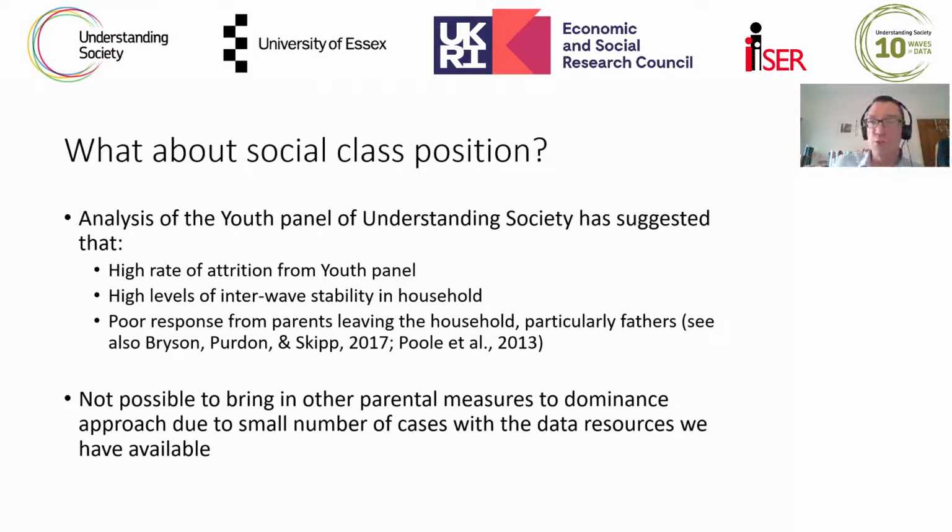Well, really, with the evidence we've got on this group of 11 to 15-year-olds using Understanding Society, we don't really have the information to be able to improve upon the dominance measure or using the highest ranked parent at this point because of this small number of cases. And we had all sorts of ideas about how we might allocate social position based on, for example, workload in the family, but that's not really going to be possible with these data.